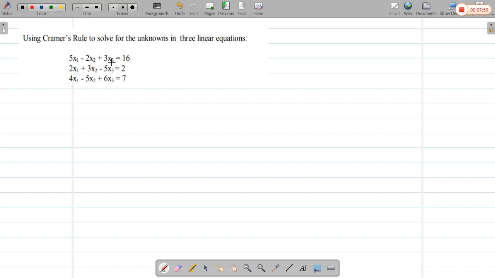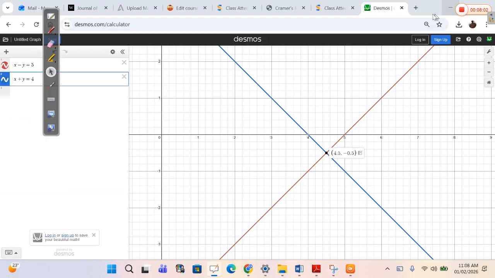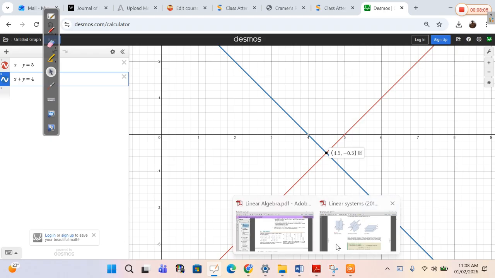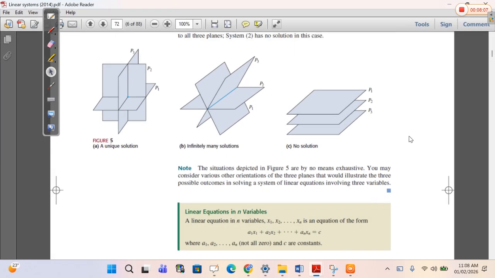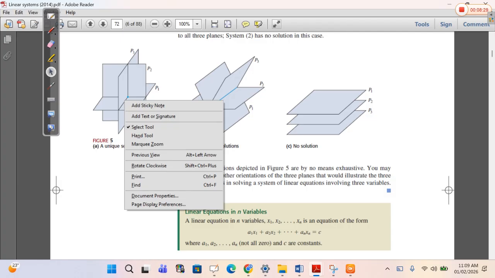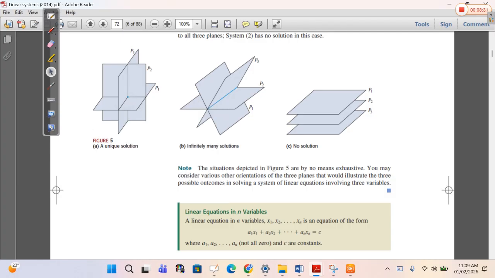I'll show you when you have 3 equations, how it will look graphically. Can you see this graph? So in this graph, this is equation 1. This is one plane. This is another plane. This is another plane. If you look at this first graph, the 3 planes are meeting at one point. Can you see this point? The blue dot. That is the meeting point that we call the solution of this given system.